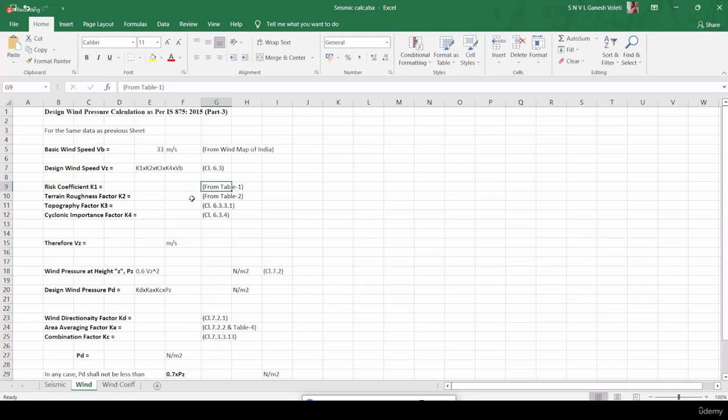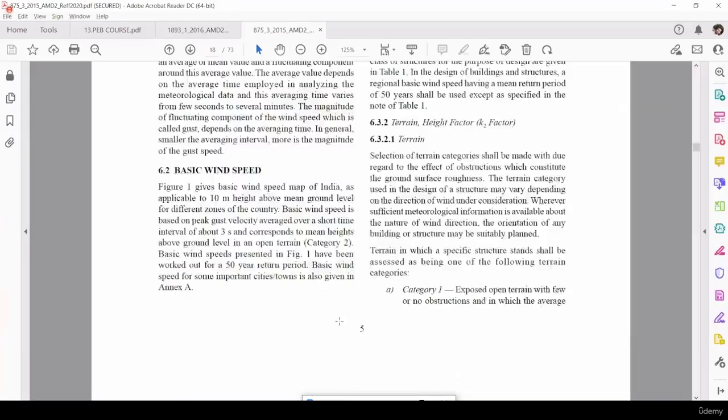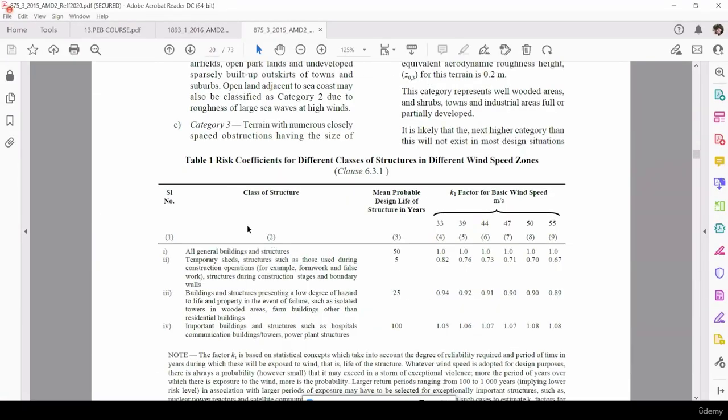Actually they have given risk coefficient K1 factors in Table 1. So let us go to Table 1 to calculate the value. This is Table 1 for risk coefficient of different classes in different wind zones, right? All general buildings and structures, temporary sheds which have only 5 years design life, buildings and structures with low degree of hazard which should be designed for 25 years of design life, and important buildings such as hospitals and power plant structures which have a design life of 100 years.